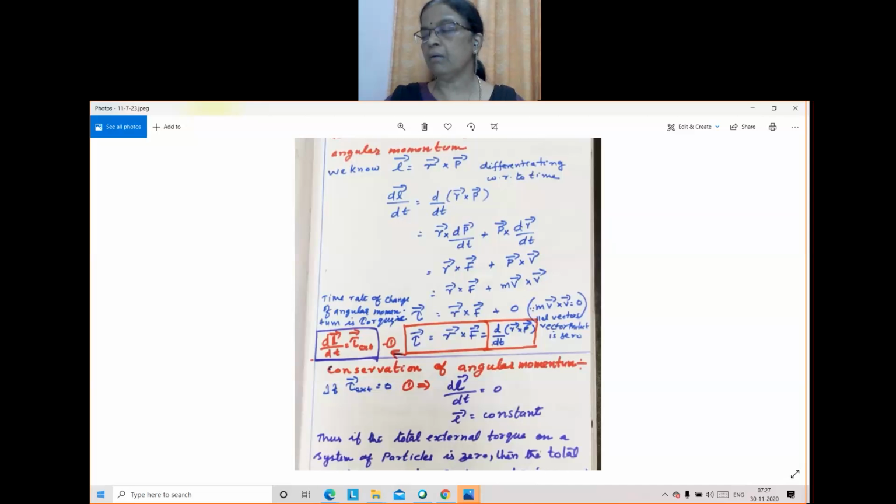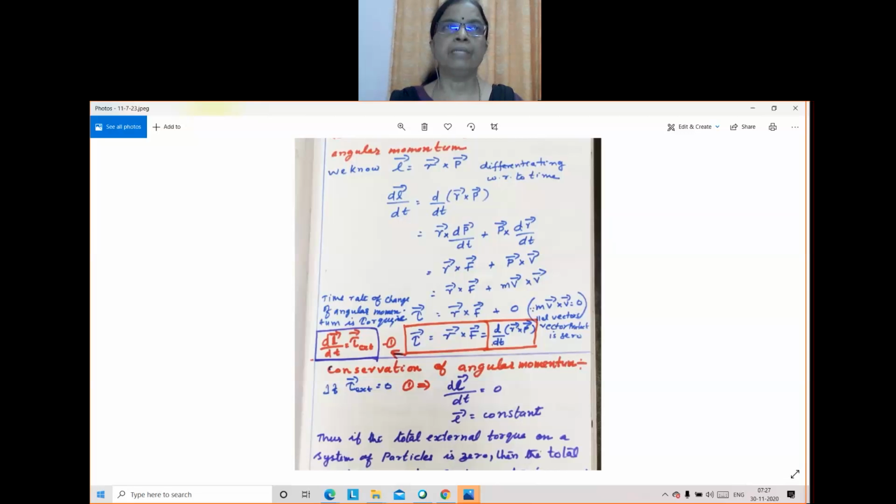Megha, what is the angle between them when both vectors are in the same direction? Megha, Devika, tell. Devika. Yes, ma'am. What is the angle between mv and v?